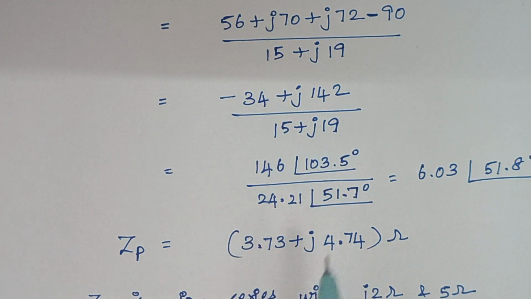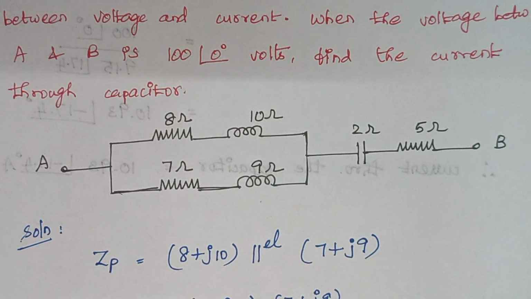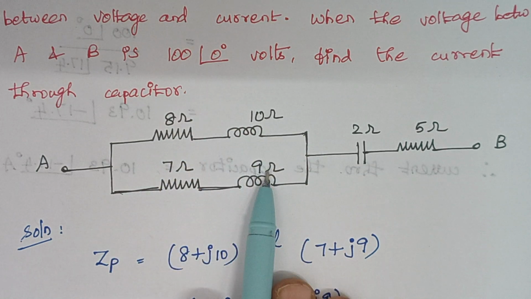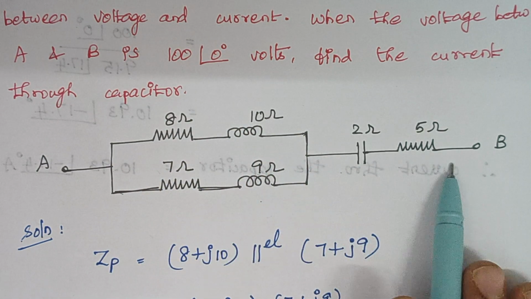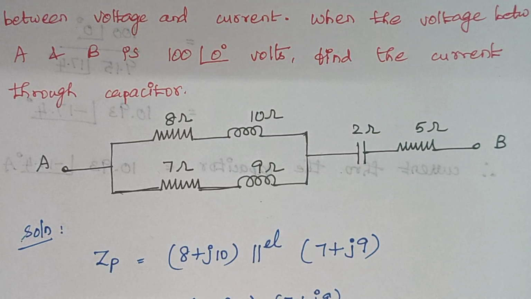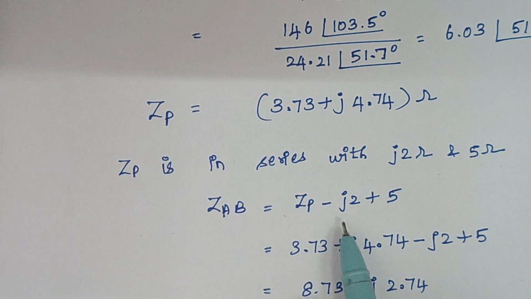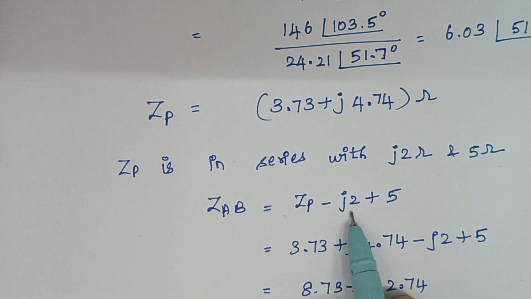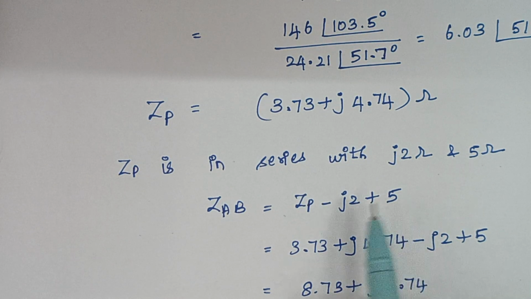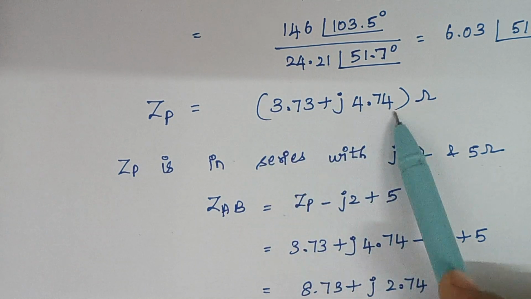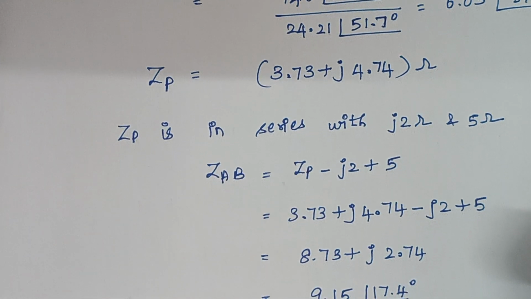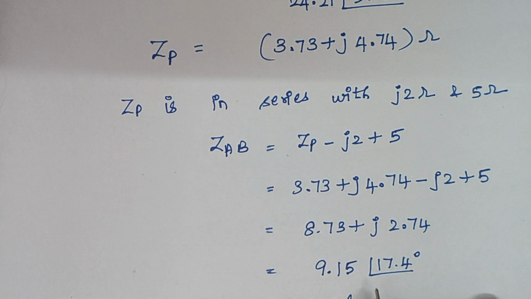Now this ZP is in series with J2 ohm and 5 ohm, right? So here you see, now this is resolved into a single combination, and that combination is in series with this part, right? So again the total impedance is given as, since it is a capacitor, here we are including minus J2, plus 5. So we know the value of this part, so just substitute it here, and the final answer is 9.15 with an angle of 17.4 degrees.